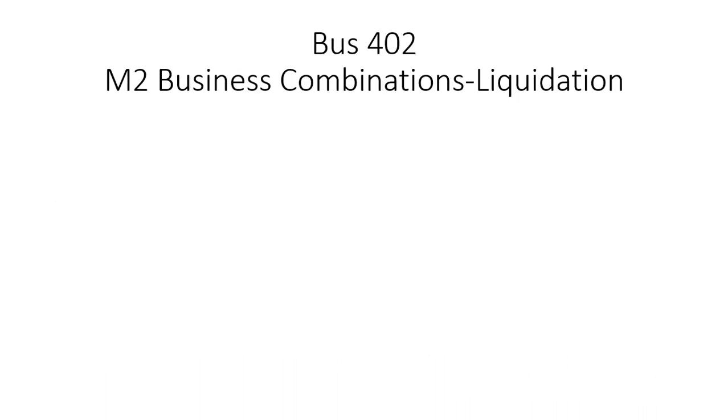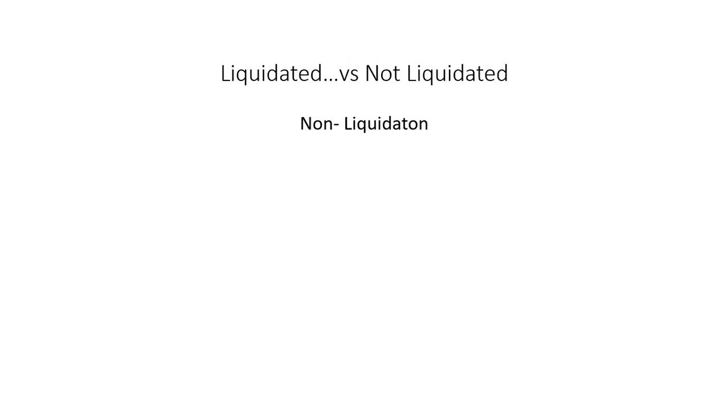The following diagram shows you this type of situation. You have Company A and Company B becoming one big happy company. That's Company A. They merge, and you have one company left after the transaction. Okay, so that's liquidation. Now let's go to non-liquidation.